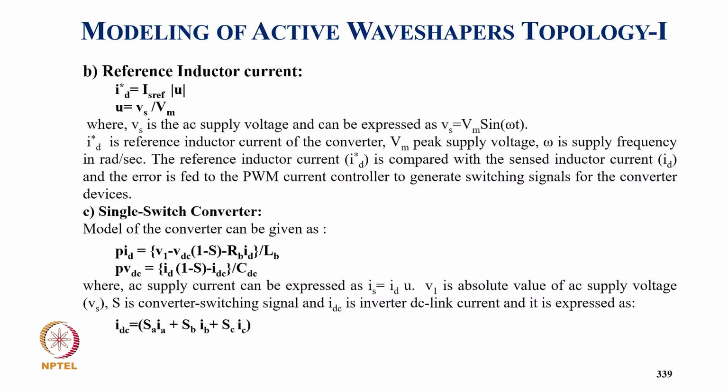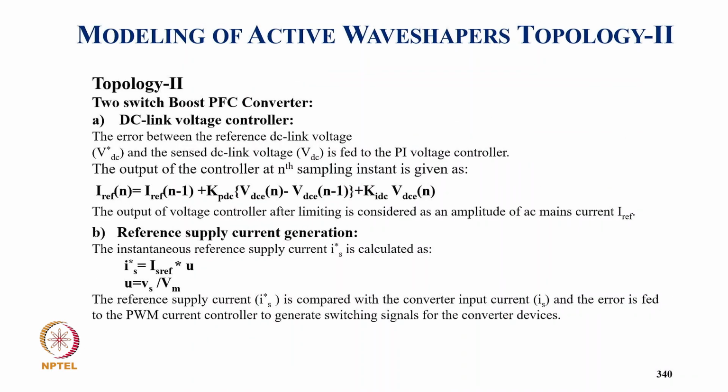Now coming to the single switch converter. The model of the converter is pID equal to (V1 minus VDC into (1 minus S) minus RB ID) divided by LB, and pVDC equal to (ID (1 minus S) minus IDC) by CDC, where the AC supply current can be expressed as IS equal to ID into U, where V1 is the absolute value of the supply voltage Vs, and S is the converter switching signal. IDC is the inverter DC link current, and it is expressed as IDC equal to (SA IA plus SB IB plus SC IC).